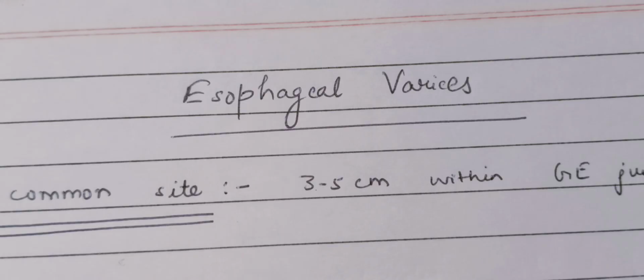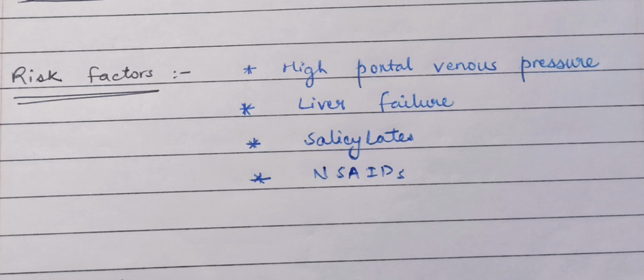So first of all we will talk about what are the varices. Varices are usually the dilated veins present in the esophagus. What is the cause of it? Usually the increased pressure will lead to the dilatation. The most common site of esophageal variceal bleeding is near the 3 to 5 centimeter area of the gastroesophageal junction.